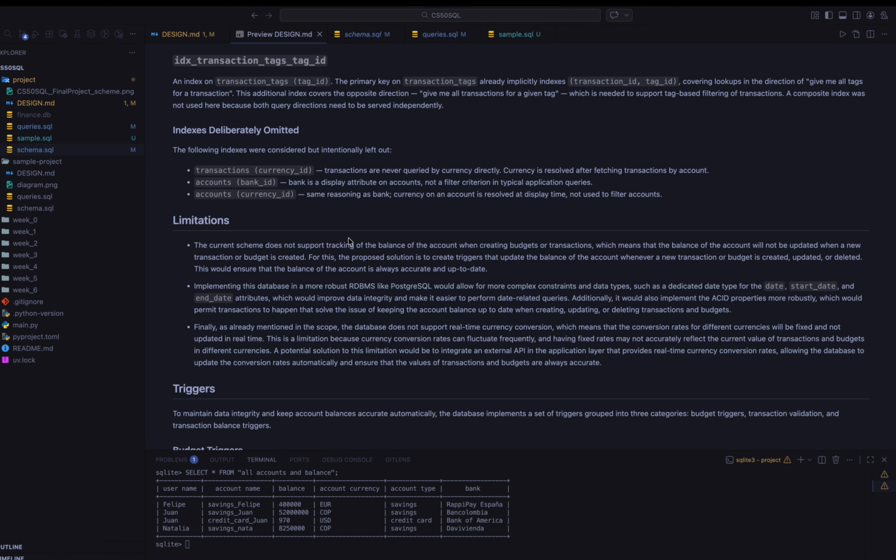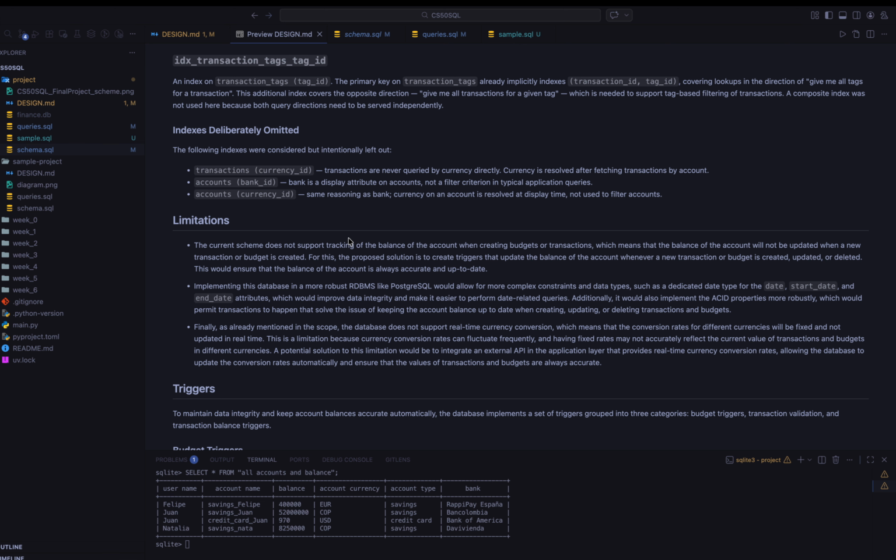There are some limitations in my current database as well. One of the most important limitations is that I'm not supporting the conversion rates in real time, because for that I would need to set up some kind of API integrations. I would obviously need an application layer to update the database in real time. So that's why the conversion rates were inserted as of the value for today.